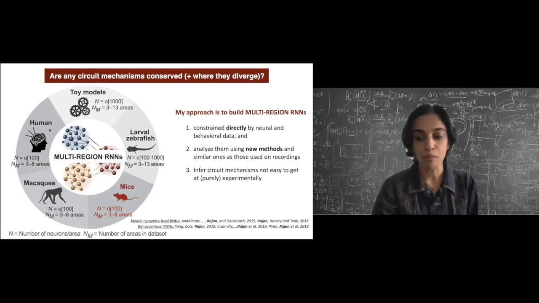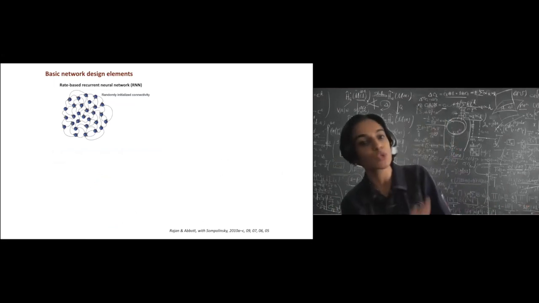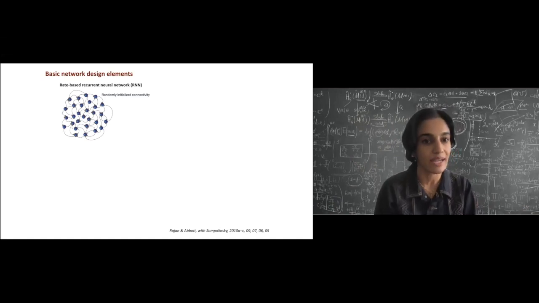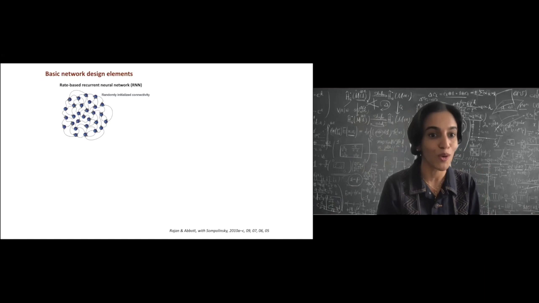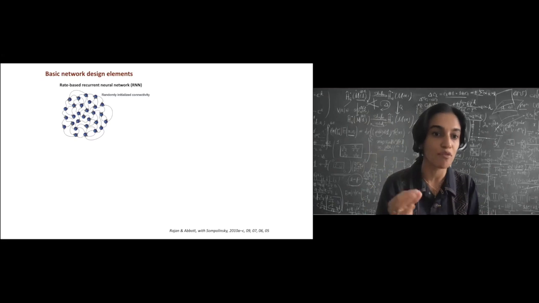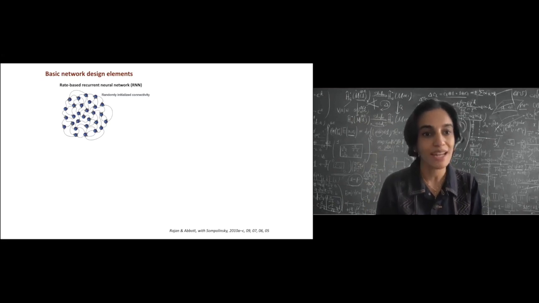Under that broad umbrella, I want to narrow this down to one particular problem, and I'll tell you about it today. I'm going to tell you about this one technique of how we build these multi-region RNNs. The basic network design element is something that should be familiar to a bunch of people whose names I recognize and whose papers I've followed with a lot of pleasure over the years. My PhD work was in these types of rate-based models, so continuous analog variables, randomly connected initially. The initial connectivity is drawn from a Gaussian IID centered at zero. These are very mathematically elegant models that may or may not have anything to do with the real brain, but we can get into that conversation later.